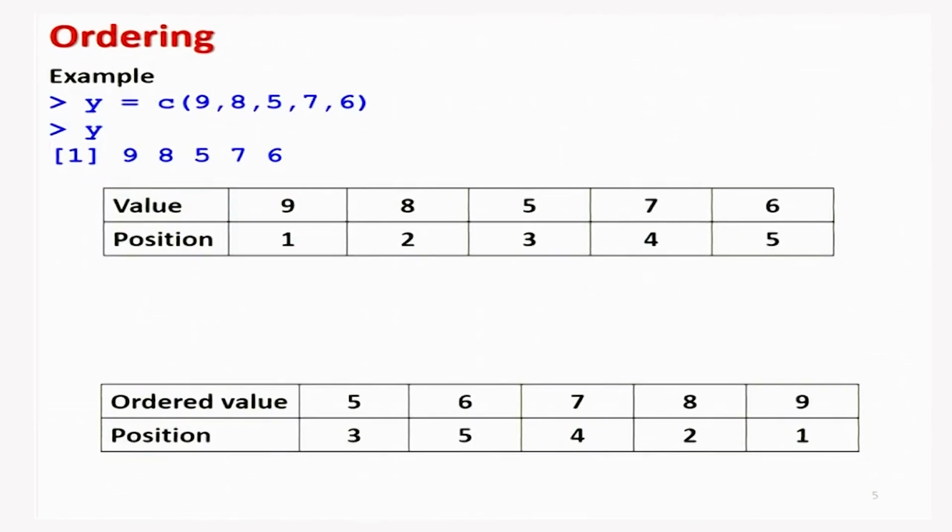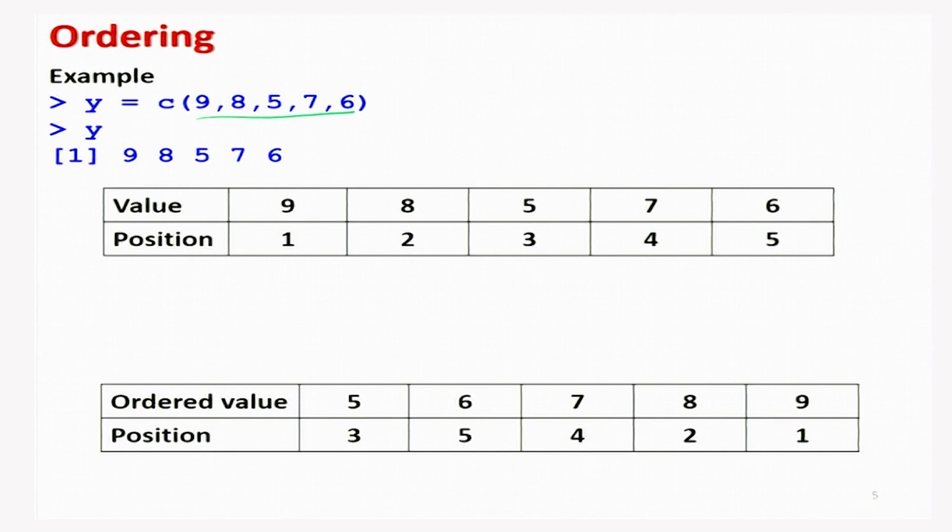But now first we try to understand what is the difference between sorting and ordering, right. So, if you try to see here, I take a data vector which has 5 values: 9, 8, 5, 7, 6. Now, whenever we are writing a value in a data vector, there are two components. One is the value and the second is the position.